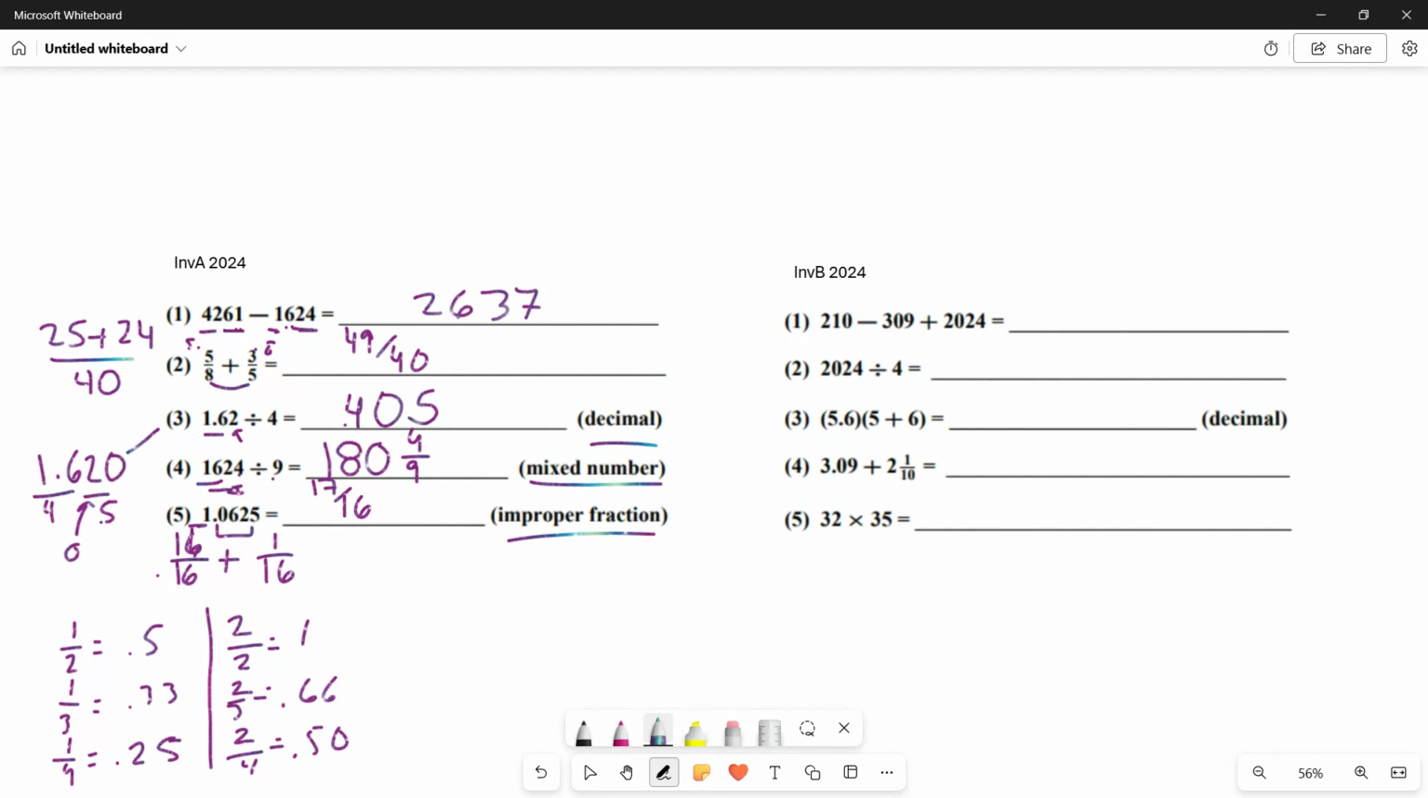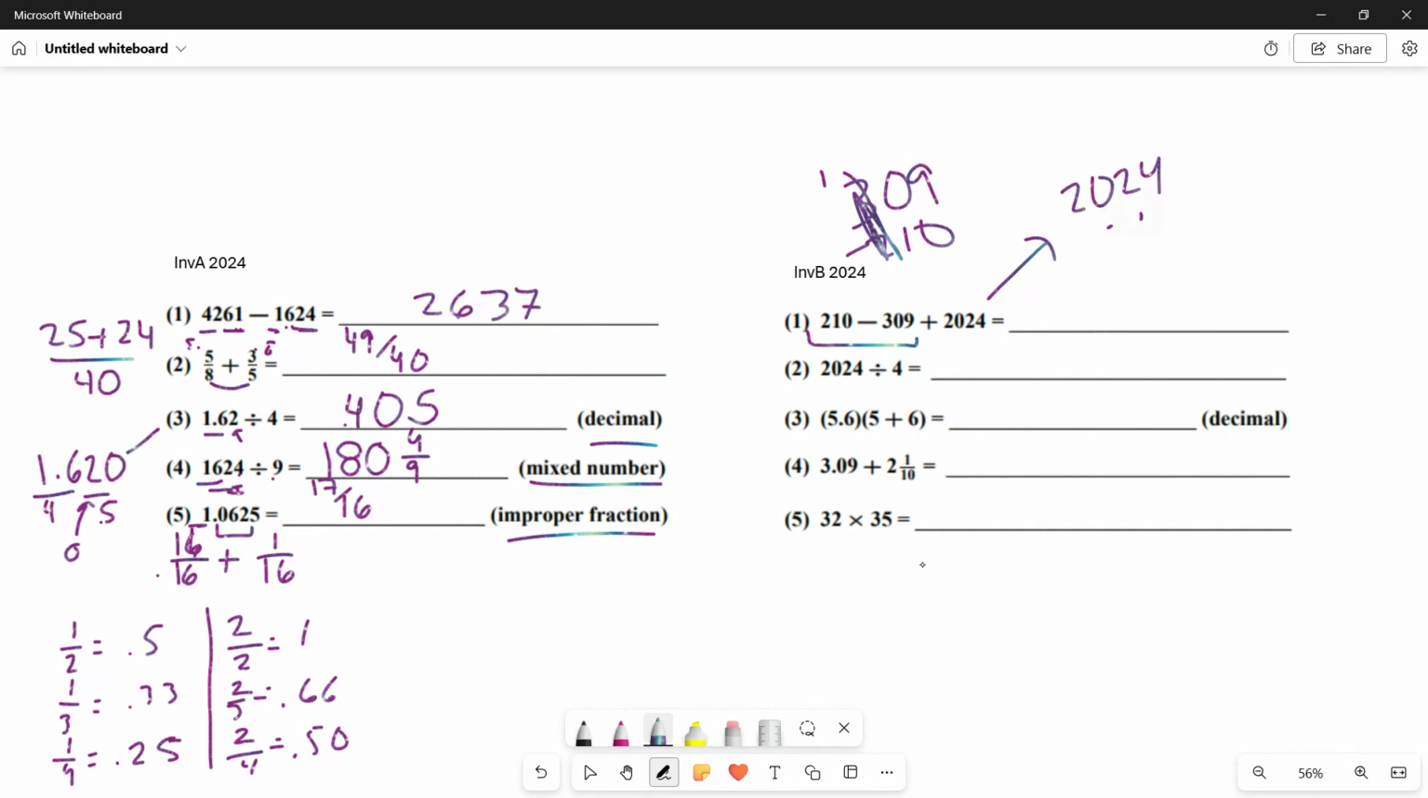Okay, invitational B. Number 1, just adding and subtracting. There's a couple ways to do this. I look at the first, I just do it left to right. So 2010 minus 309, I know that's going to be a difference of, well, I think of it as 309 minus 210. I reverse it and then make it a negative number. So I know that's going to be, what is that? That's 109 minus 10, so that's 99. So negative 99.